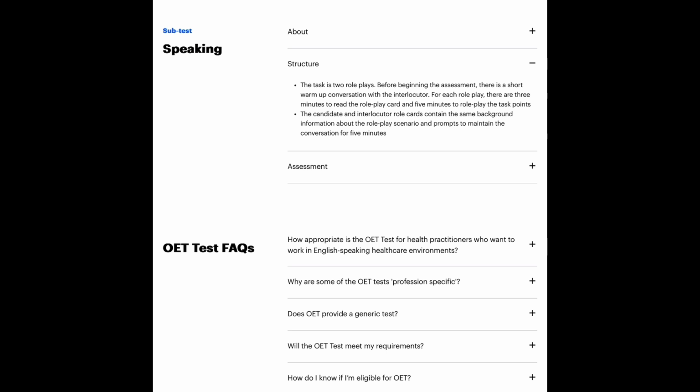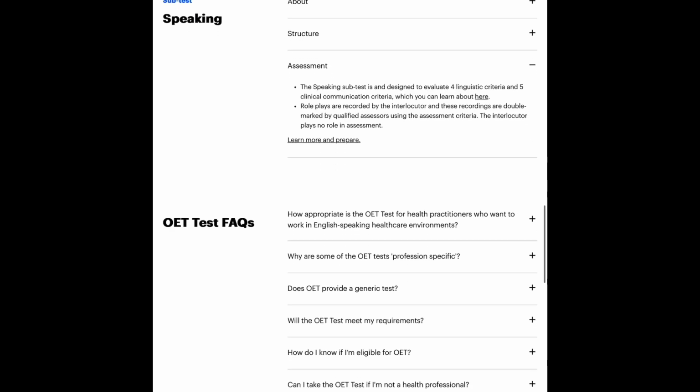It's very important to continue speaking for 5 minutes. You cannot finish before 5 minutes. If you do finish before 5 minutes, it indicates that you have not spoken properly. If you can't finish in 5 minutes, then maybe you've been speaking too much. So it is something which requires practice.